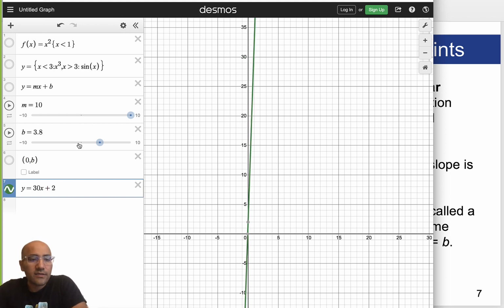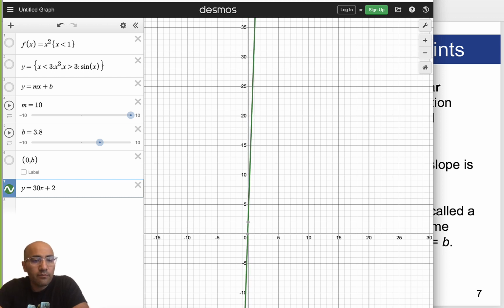Right? At 30x, the slope being 30, it's very steep. I can go even steeper by making this 300, and it's so steep that it almost looks like a perfect vertical line, but that's an illusion, right? There's no such thing. This is just so incredibly steep that it kind of looks like that, but it's not, right? Vertical lines are not described this way.